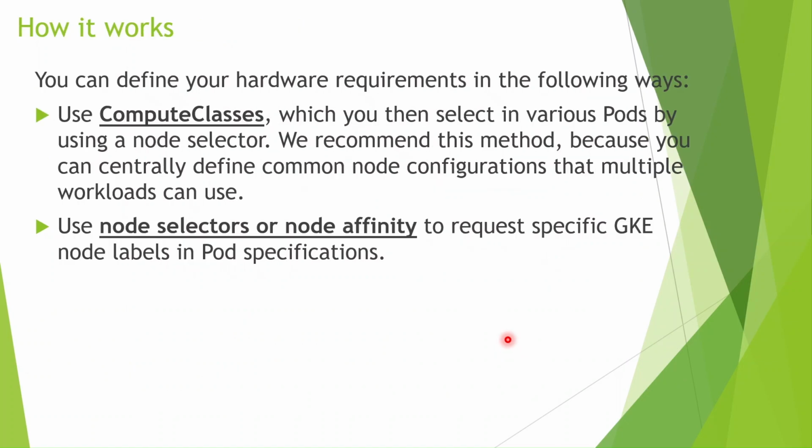So how it works: basically, you can define your hardware requirements using a compute class, and you can select the compute class in pods by using a node selector. It is now the method recommended by Google, because you can centrally define the common node configuration that multiple workloads can use, instead of using node selectors or node definitions. You can also use those, but it is now not the recommended option. We will see both options in our demo and how to use both of them.